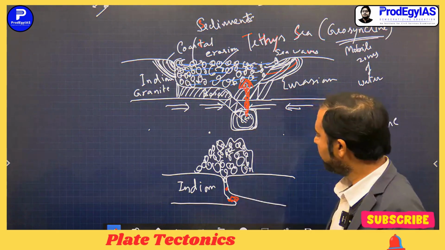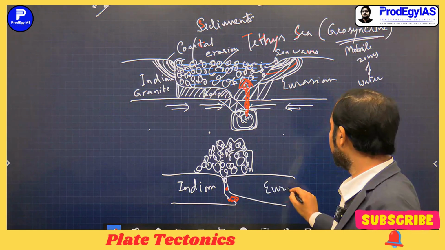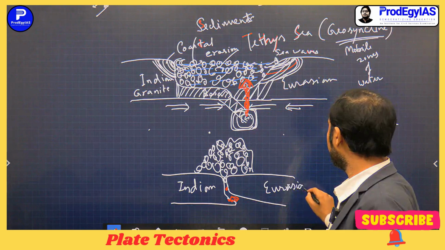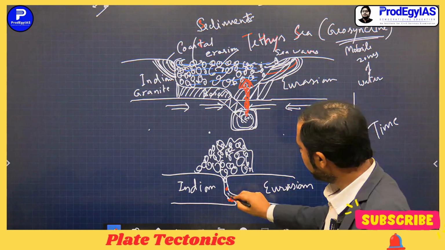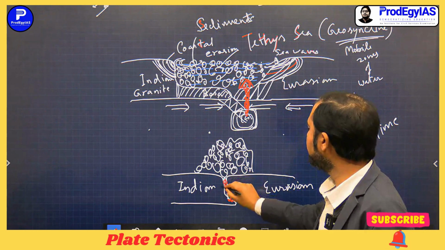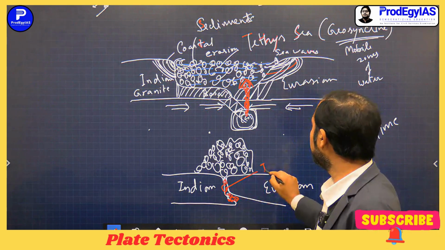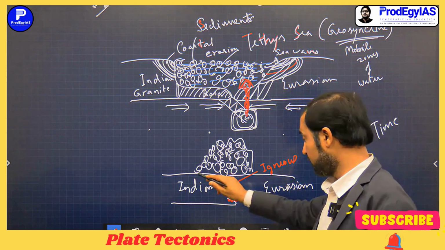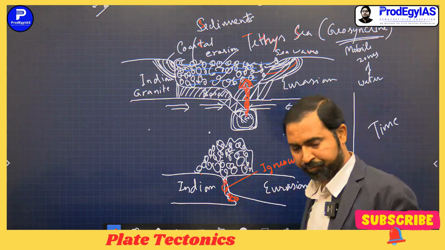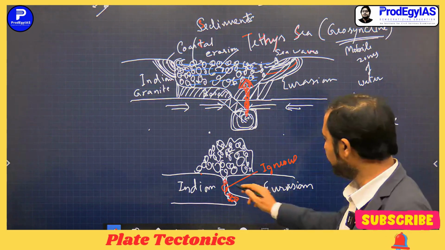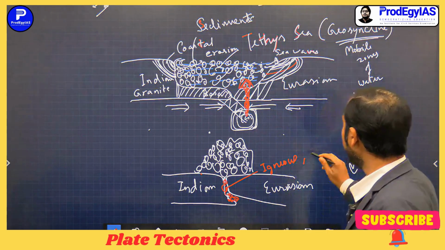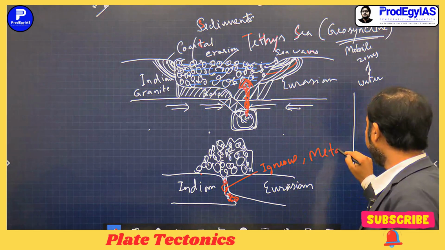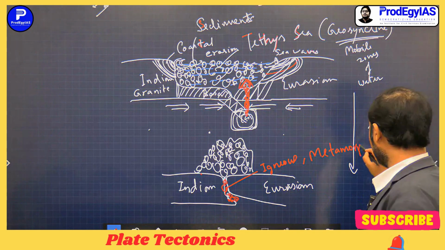Okay. But there might be some small evidences of igneous rocks, and because there is more amount of pressure conditions there, because of this collision, some of the igneous rocks also have been metamorphosed, and metamorphic rocks could have been formed.